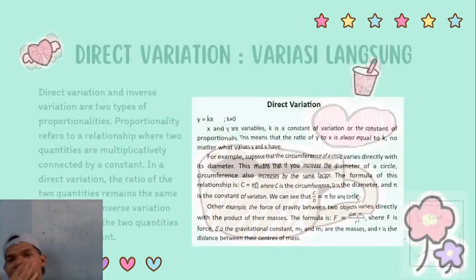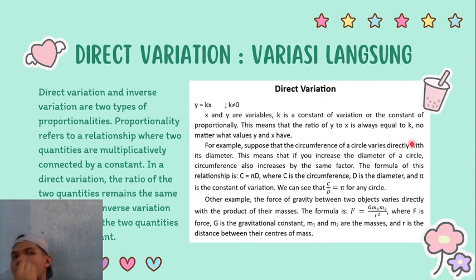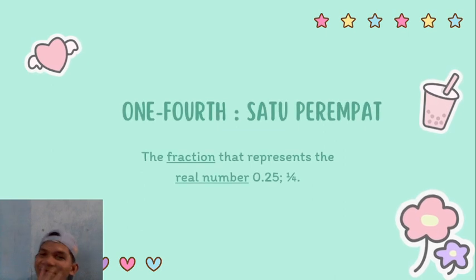Next was direct variation, or variasi langsung. Direct variation and inverse variation are two types of proportionalities. Proportionality refers to a relationship where two quantities are multiplicatively connected by a constant. In a direct variation, the ratio of the two quantities remains the same, whereas in an inverse variation, the product of the two quantities remains constant. For example, you can write like this. Write this, okay?